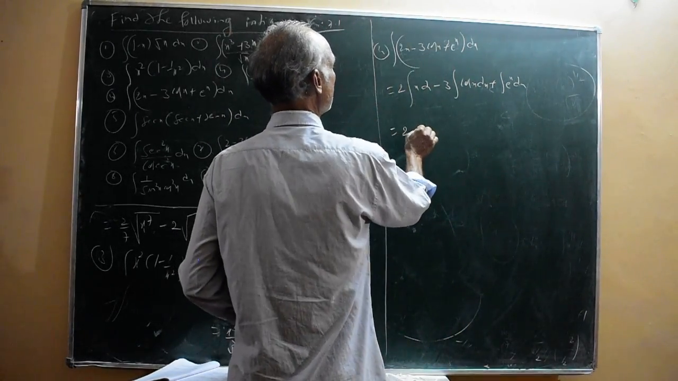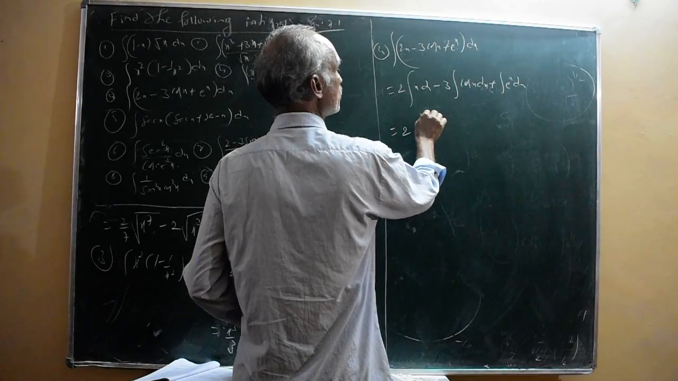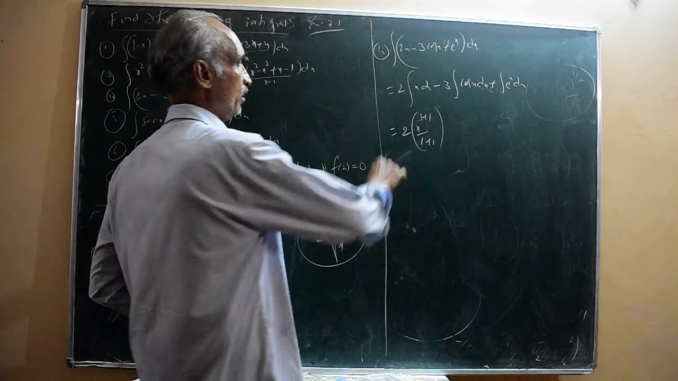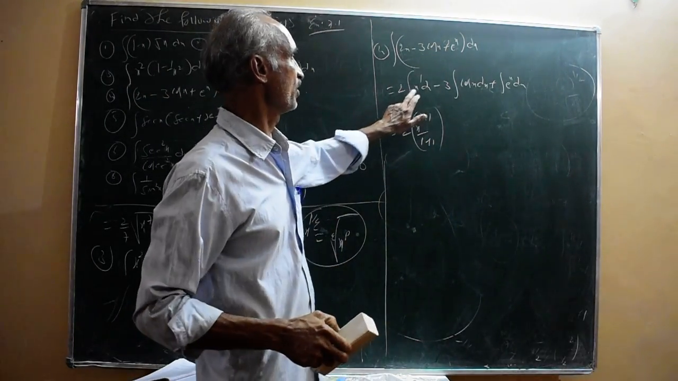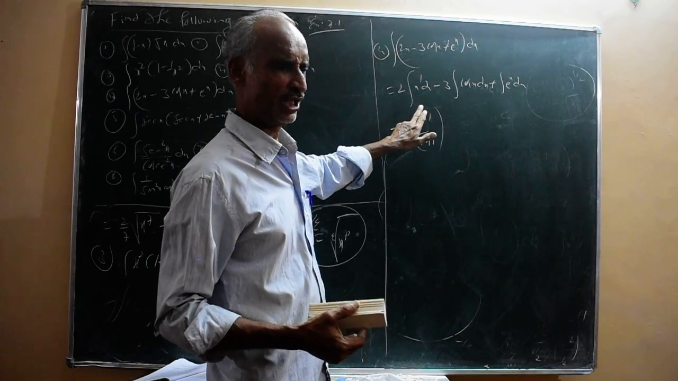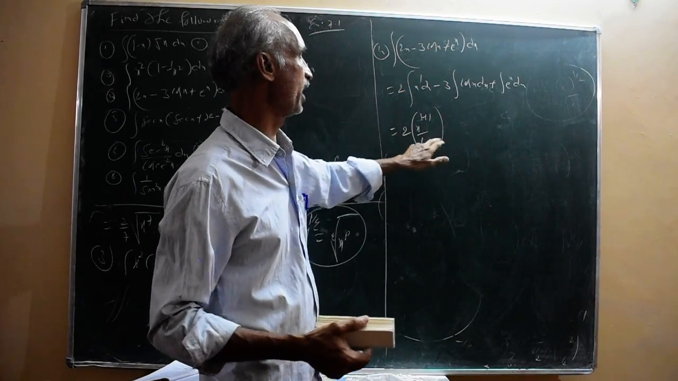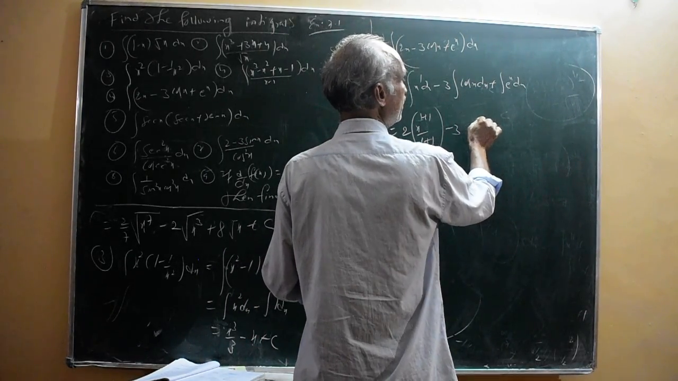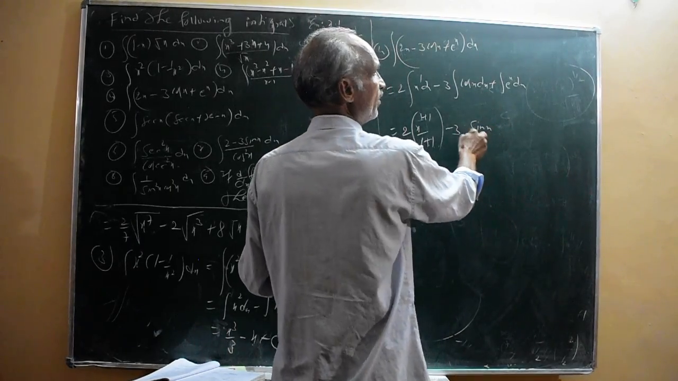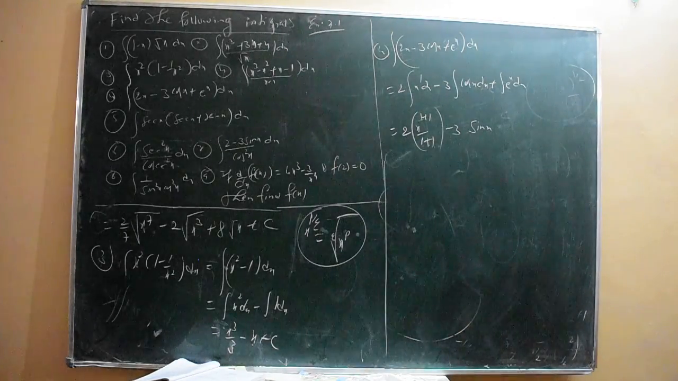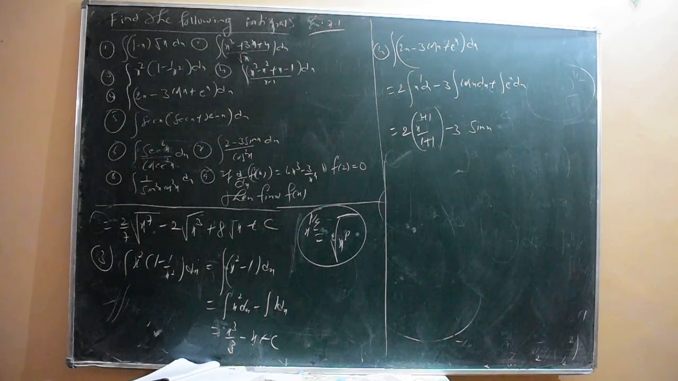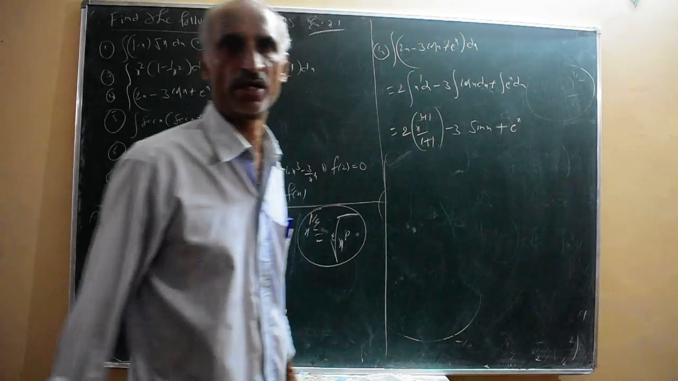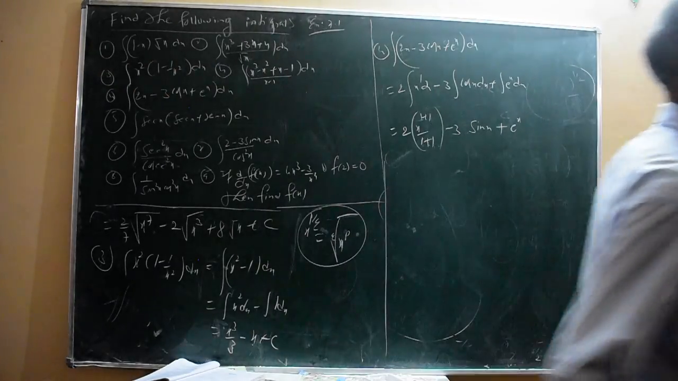2 into integration of x raised to n dx is x raised to n plus 1 upon n plus 1; the integration sign goes. The answer is x raised to n plus 1 upon n plus 1, minus 3 into integration of cos x. Look at the formula: integration of cos x dx is sin x. Plus integration of e raised to x, which is e raised to x.